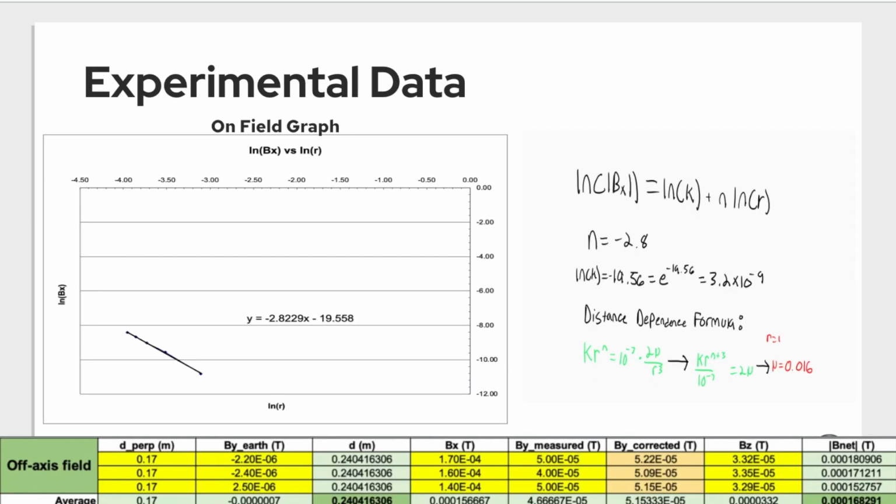So here's our experimental data. You can see the walkthrough on the right-hand side of how I calculated my magnetic moment that will be used as an initial condition in our code.